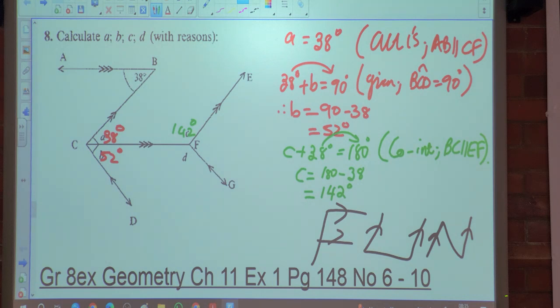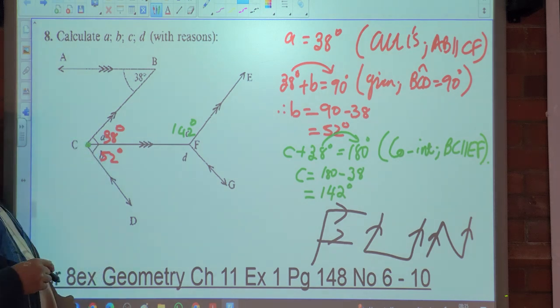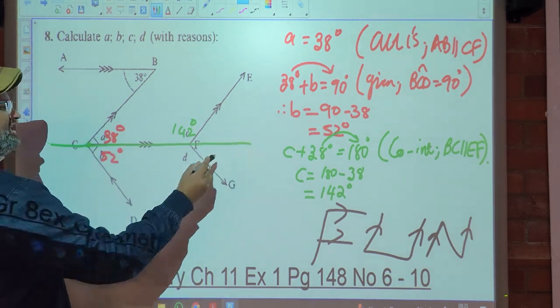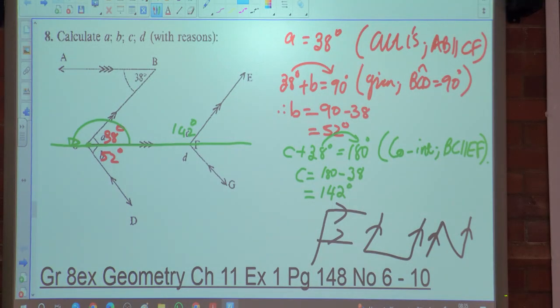Yes? Is it okay if we see it as a straight line? You will get it wrong. Why? Because you must share the same vertex. She's asking, can you use straight line here? No. So you're going to lose the marks.